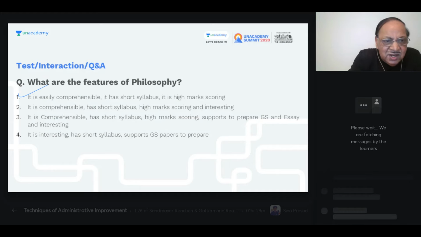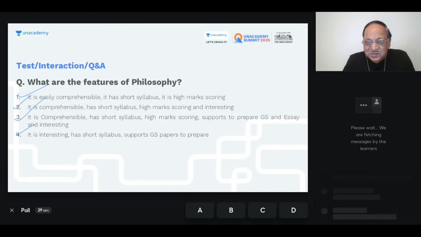The first option is it is easily comprehensible, it has a short syllabus, it is high marks scoring. Second is it is comprehensible, has a short syllabus, high marks scoring, and interesting. Third, it is comprehensible, has a short syllabus, high marks scoring, supports preparing GS and essay, and interesting. And fourth, it is interesting, has a short syllabus, supports GS papers preparation. So I am asking you to give the correct answer to this.